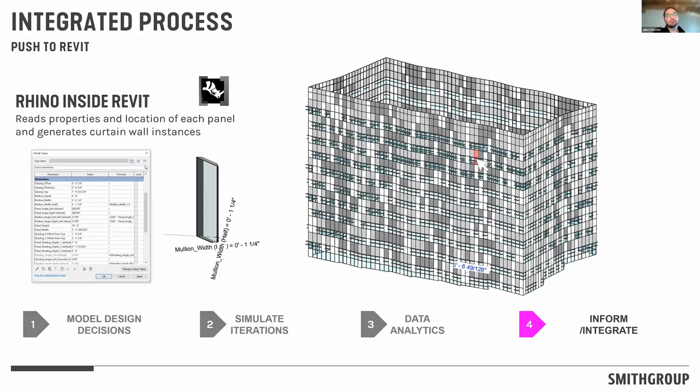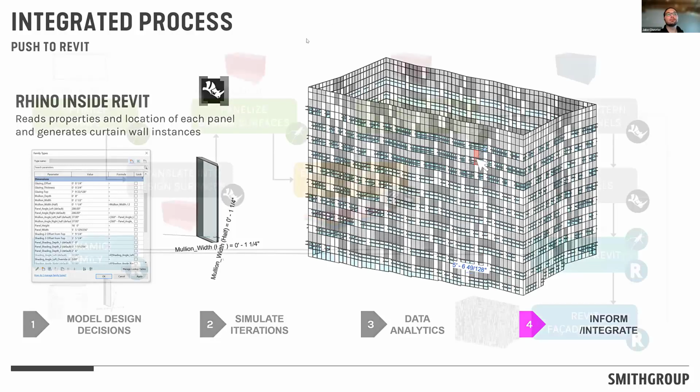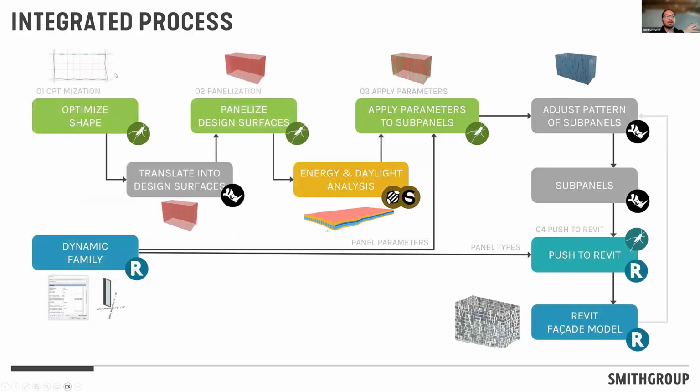So this is our way of bringing it all the way back from, actually, next slide is better for this. So this is our process for bringing it from that first optimized intervention that we did of optimizing that floor plate, looking at the panelization of the facade based on the optimization that we did, running our energy and daylight analysis, feeding that back in and applying those parameters to the subpanels. So we're actually literally informing the design process.